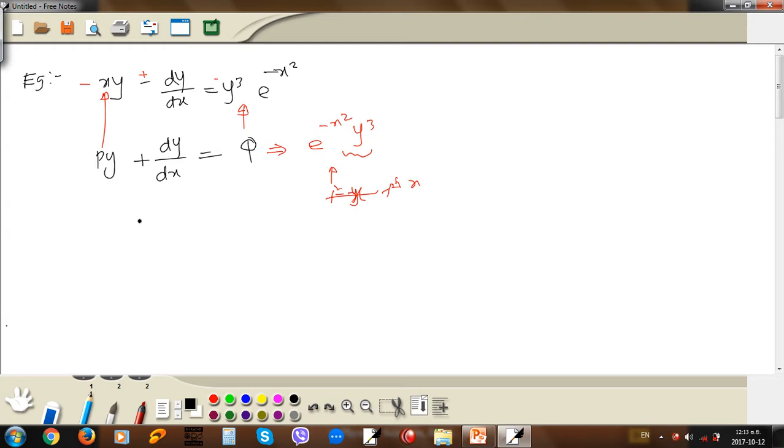So it means we can reduce this equation to the linear form. You know that the additional term here is y cube, no? So we can divide by y to the power 3. We will see what happened there, right?